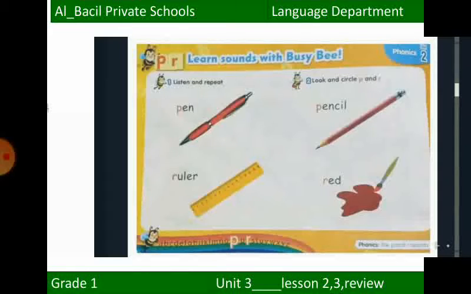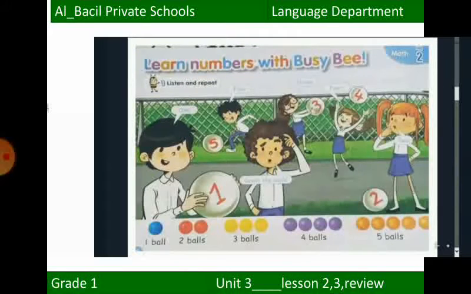Unit 2, page 12. Exercise 1. Listen and repeat. Pen. P. Pen. Ruler. Ruler. Unit 2, page 14. Exercise 1. Listen and repeat. Count the balls. 1, 2, 3.